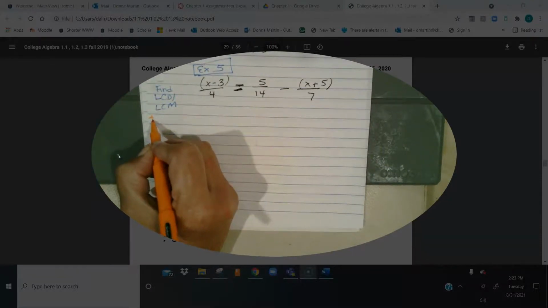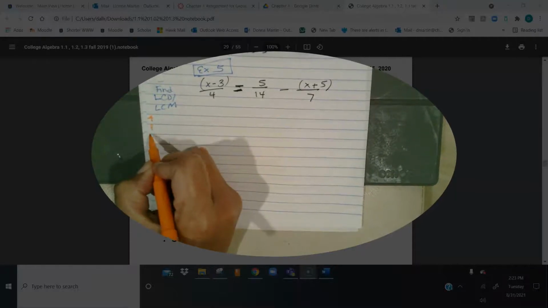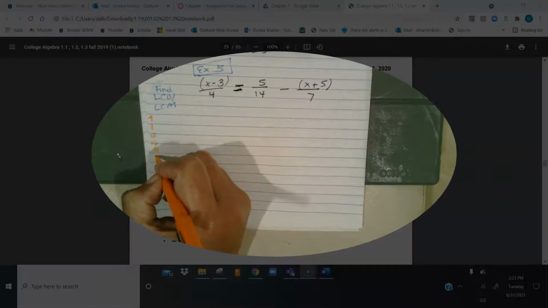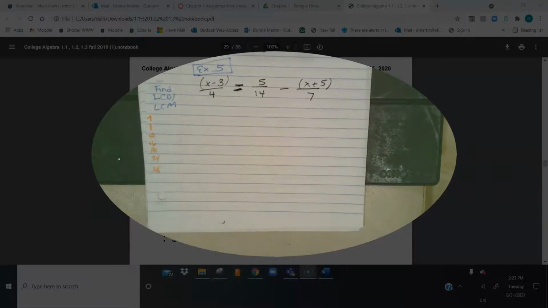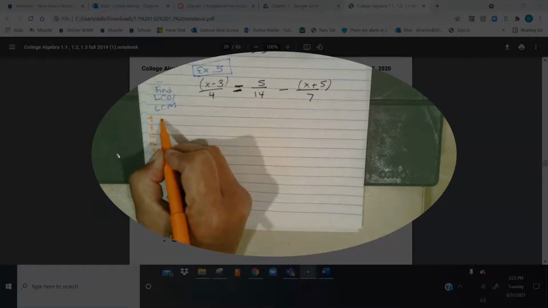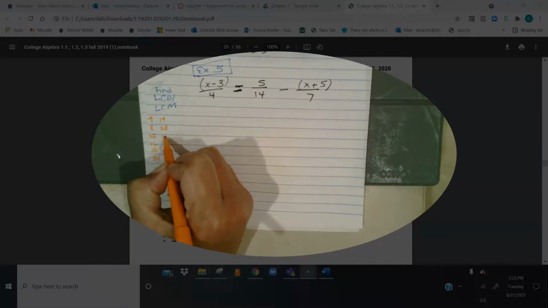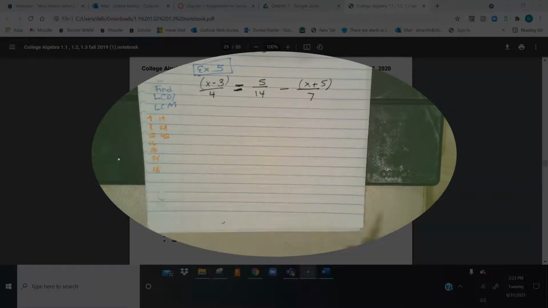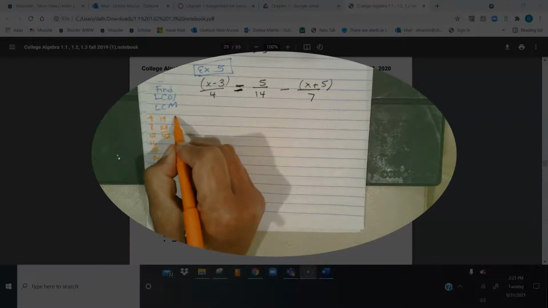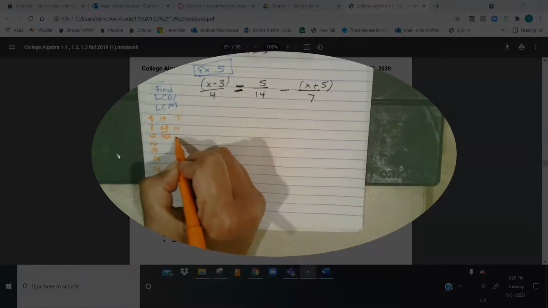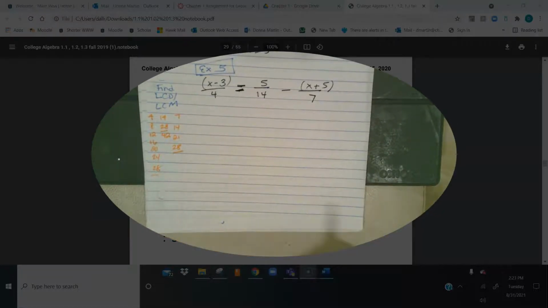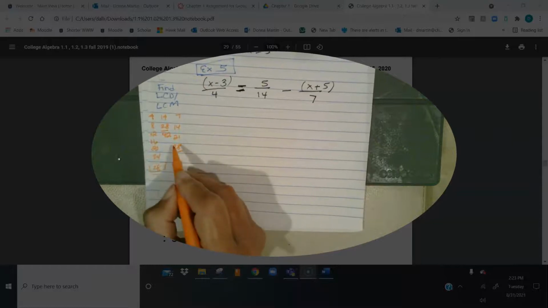So I can count by 4s. 4, 8, 12, 16, 20, 24, 28, and so on. You can count by 14s. 14, 28, 42, and so on. And you'll notice that already we have a 28 in common. And then you count your 7s, 7, 14, 21, and 28. There it is again. So it is 28 that's our common denominator.